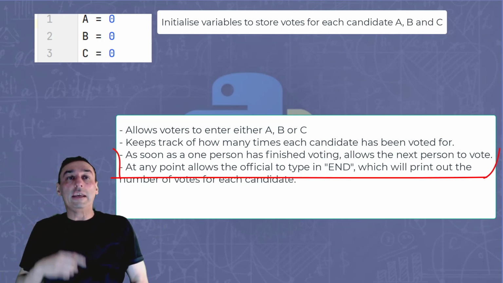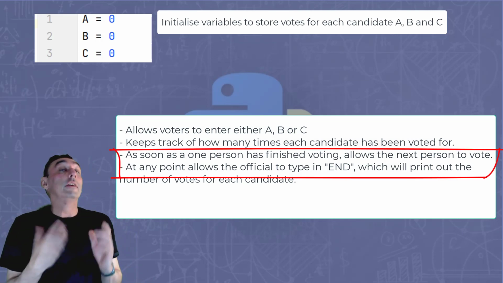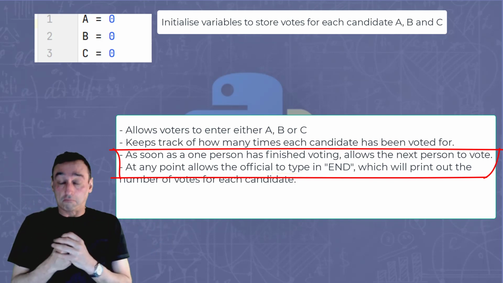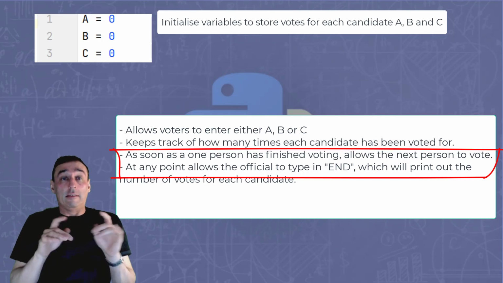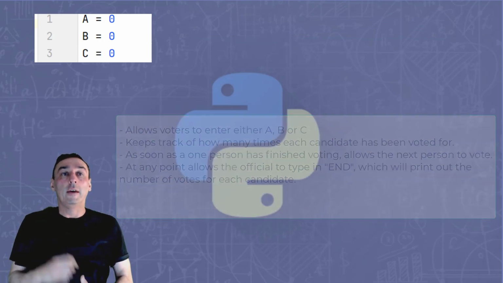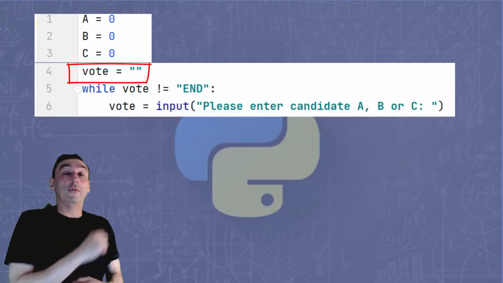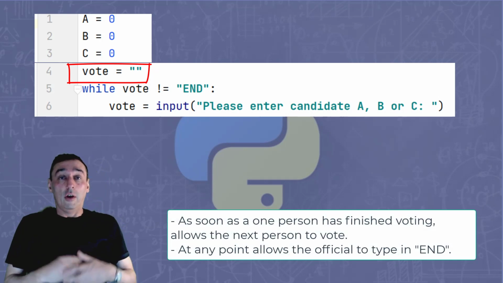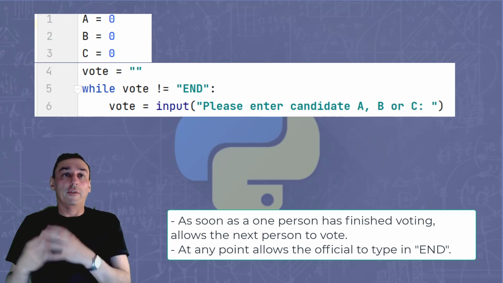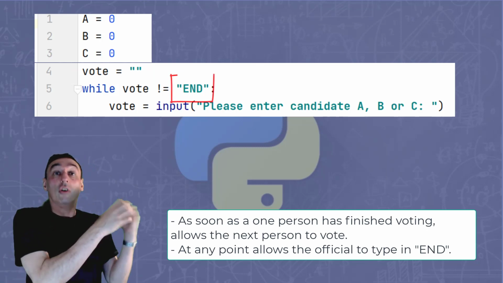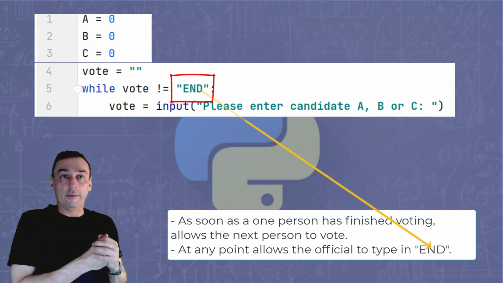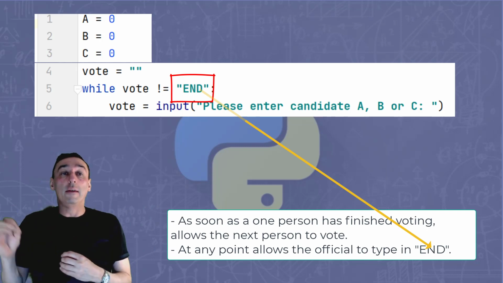Notice in the second point, we need to allow the voting to continue until you type in end. This can be achieved using a simple while loop, and the while loop will continue until you type in end. So we'll put that code in here. Notice I've created a variable called vote. Vote will be initialized to 0, nothing, because that's what you're going to enter in the vote. And we keep looping until you type in end. So while vote does not equal end, carry on voting. The vote is the input, either A, B or C.